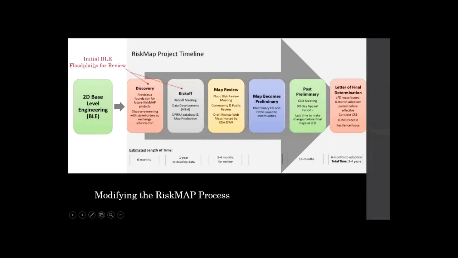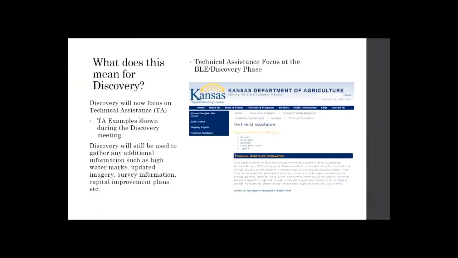And so what that does is that allows for that initial floodplain review to happen at the discovery and kickoff phase. So instead of going into discovery and needing to find out more information about that watershed, we're already going in with those initial draft floodplains, and so we're beginning that review process much earlier. Usually you'd have to wait almost a year for data development to produce that data, and now we're getting that sooner for communities to start reviewing. Another thing we're doing is, instead of having this resilience focus at the end of a project, we're moving this back up and putting this at the discovery phase of the process.